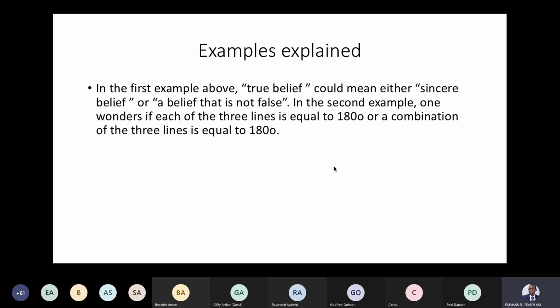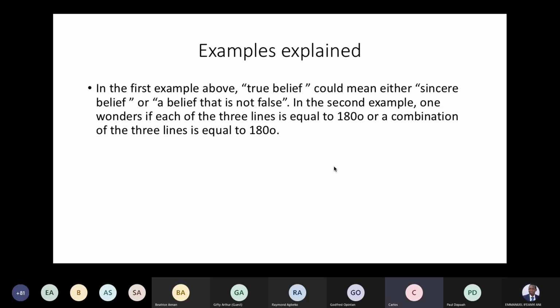But in the case of ambiguous, it means that it could either mean one thing or mean another thing. It could mean two specific things, but it is not broad. It's not a question of broadness. So that's the difference between the two.